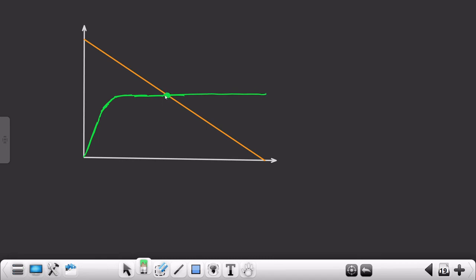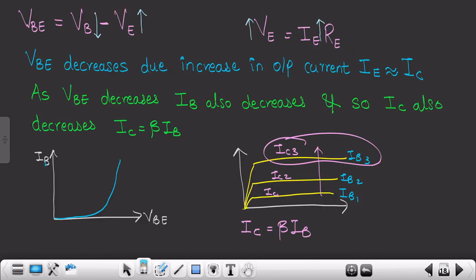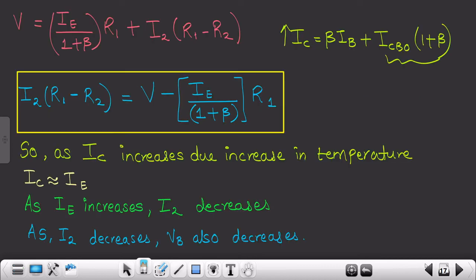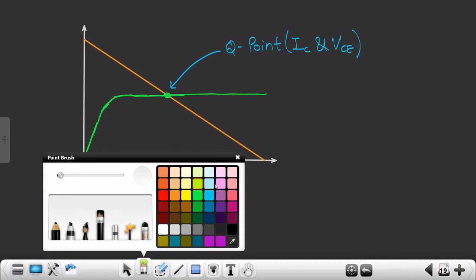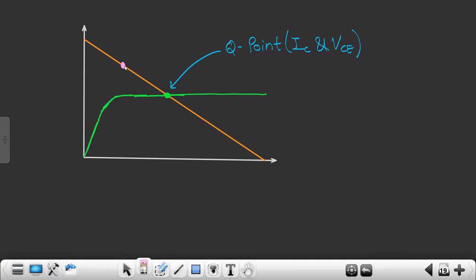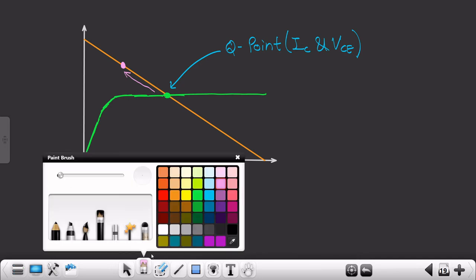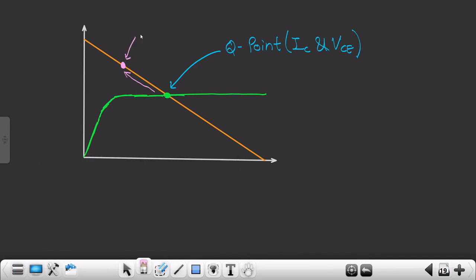Let's suppose we had biased this transistor here. That means this is the Q point of this transistor, that is IC and VC. Now what happens is that as the external temperature increases, your IC also increases. That means this Q point shifts somewhere over here. From here, it may jump somewhere over here. As you can see, there is a shift in the Q point due to external temperature.